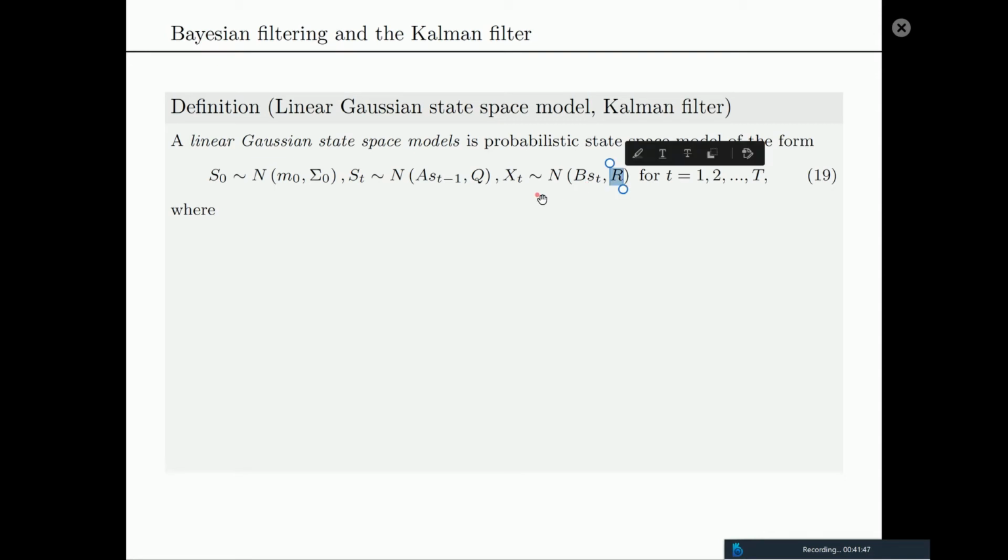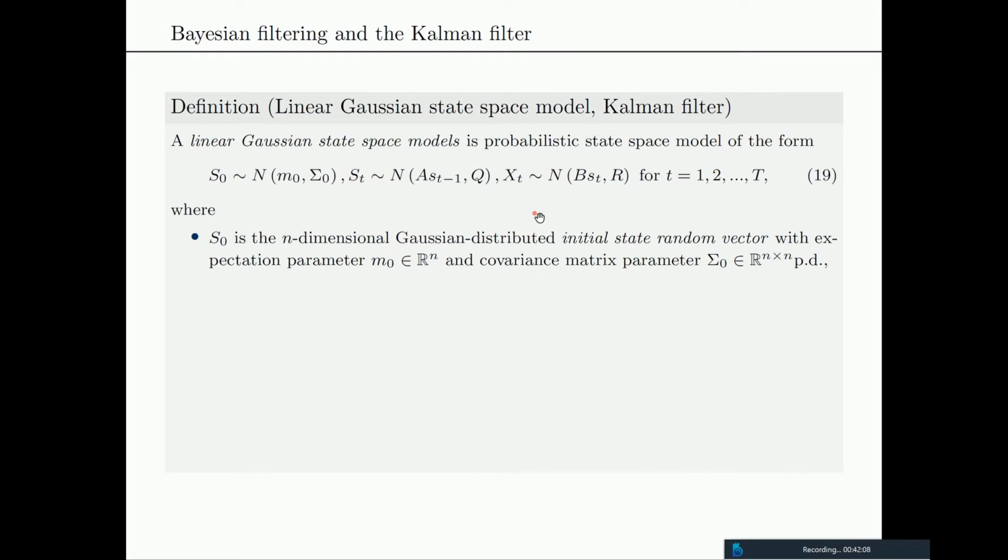You can call all of these things differently. I followed mainly the Sarkka notation here with Q and R. You can also give them more meaningful names. For example, call this sigma S_t and call this sigma X_t, but then again the expressions get a little bit more complex. So this is what I just explained.